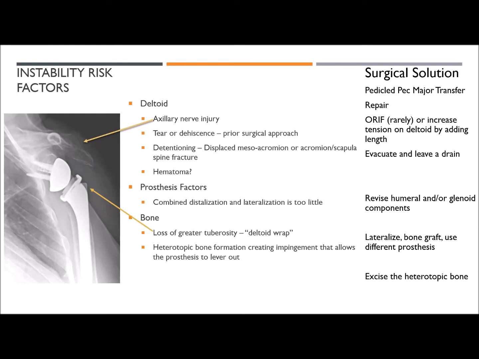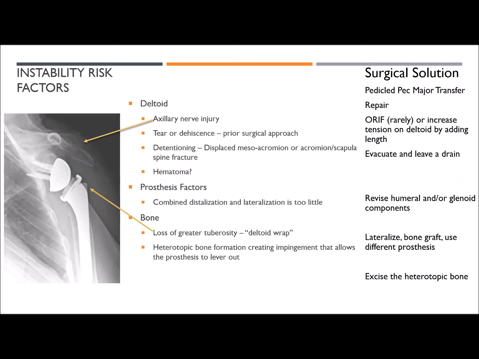So just to run down from the top, the deltoid can be a risk factor for instability if there's a problem. So if there's a severe deltoid injury or axillary nerve injury, the only surgical solution for that is a pedicled pec major transfer, which I've never done, but it has been described. If it's a small tear or dehiscence that's usually related to a previous surgical approach, you can typically repair those.